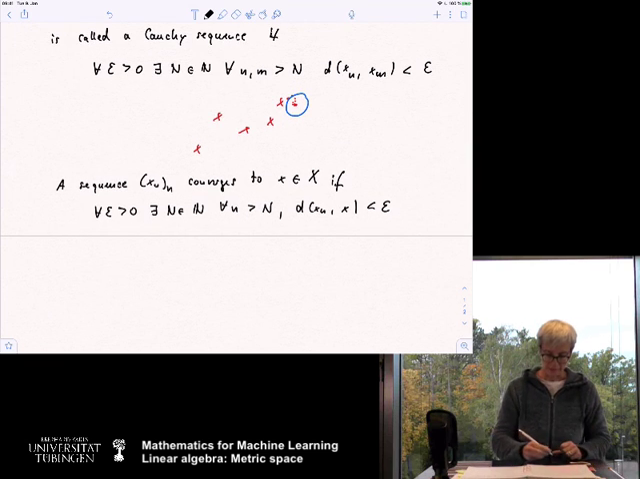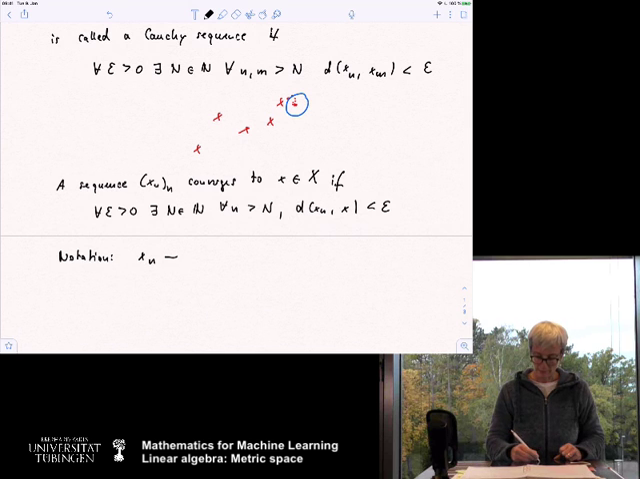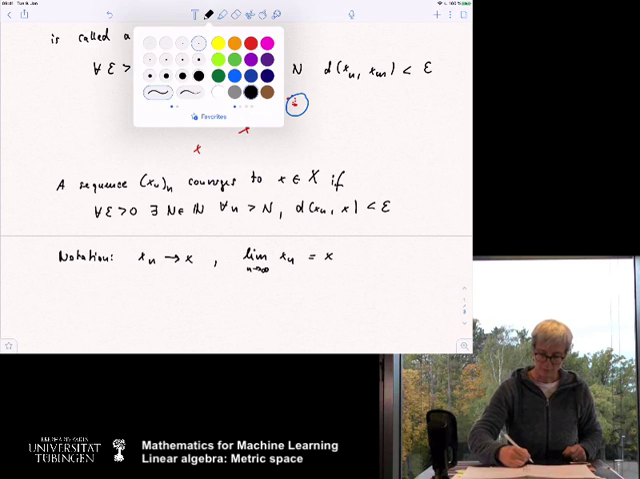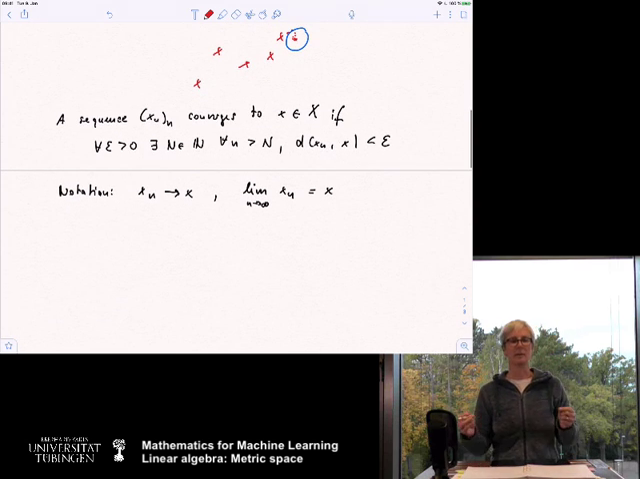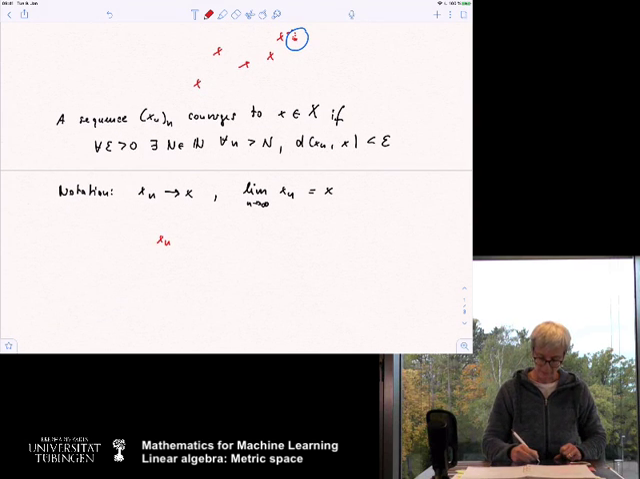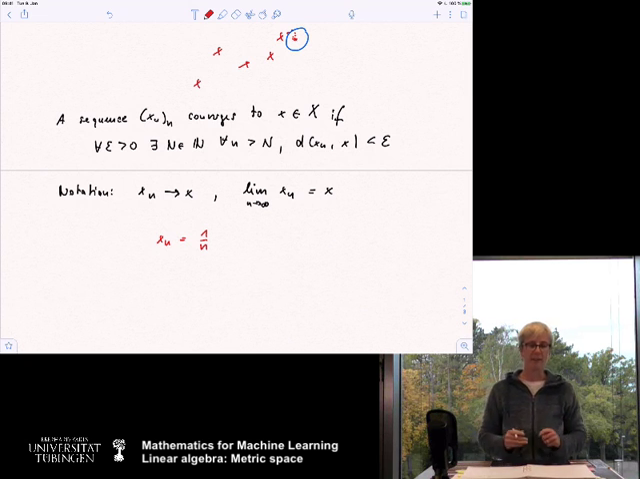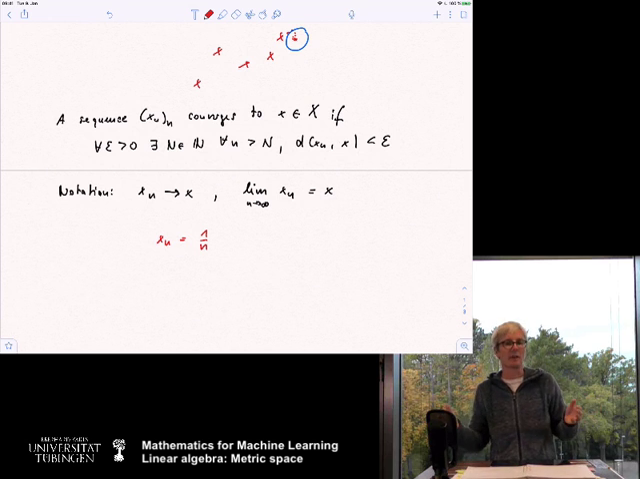And if this is the case, we then use a notation. There are various notations. Often people write xn converges to x with this little arrow, or people also write the limit of n to infinity of xn is x. And maybe just to give you the very simplest example, assume you have the sequence xn is 1 over n for all n. This is a Cauchy sequence because eventually everything is going to get closer and closer to 0. And it converges to 0, but only if 0 is in the space we're currently considering.